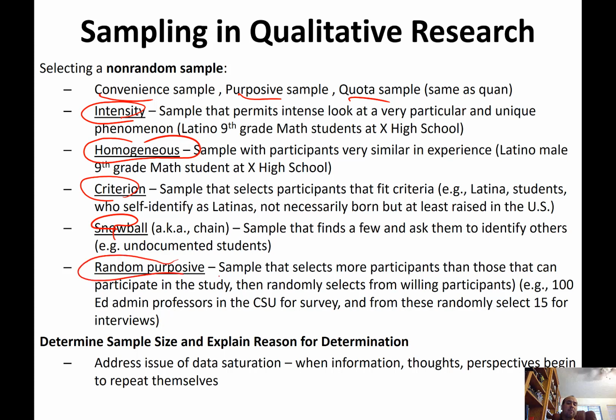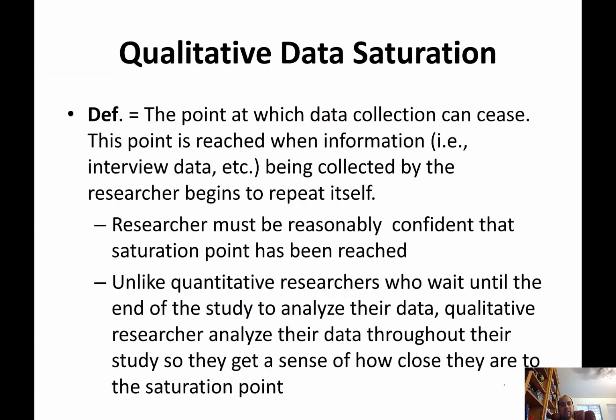And then you have random purposeful sampling. This is a sample that selects more participants than those that can participate in the study, and then randomly selects from those participants, such as 100% administrators for a survey, and you randomly select 15. And then to determine sample size and explain the reason for the determination, address maybe data saturation, the term I brought up earlier. When information, thoughts, perspectives begin to repeat themselves, you know you've reached that data saturation point.